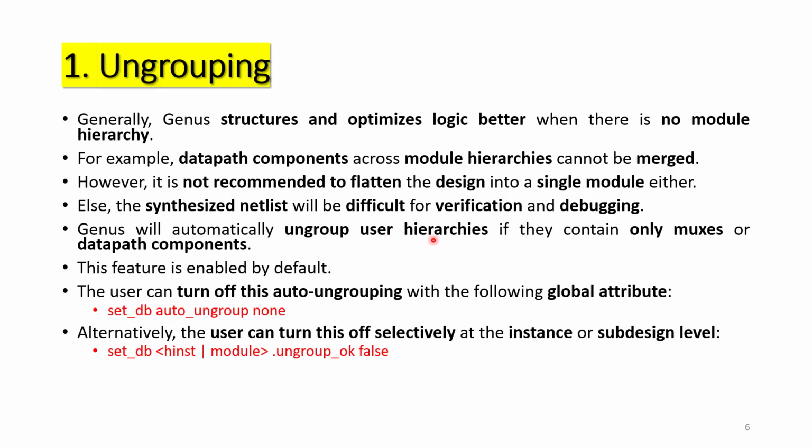Genus will automatically ungroup user hierarchies if they contain only muxes or datapath components. This feature is enabled by default. The user can turn off this auto ungrouping with the following global attribute. This is the command that you need to use: set_db auto_ungroup none. Alternatively, the user can turn this off selectively on an instance or a subdesign level. Instance is nothing but the name given to one of the submodules. So set_db hinst, which stands for hierarchical instance, or else you can use it for a module, dot ungroup_ok false. You can turn it off by using this particular command.